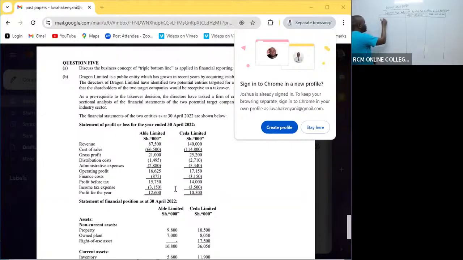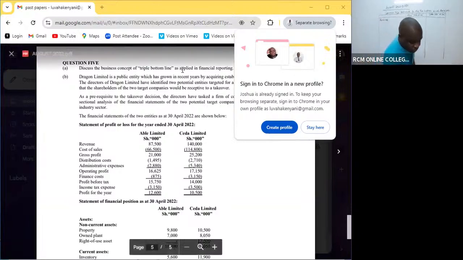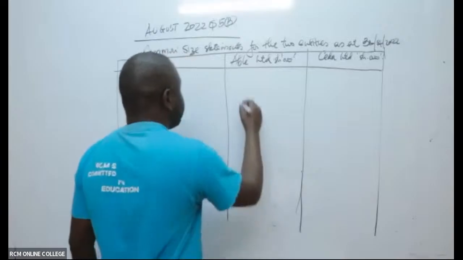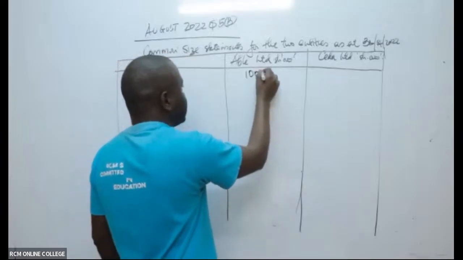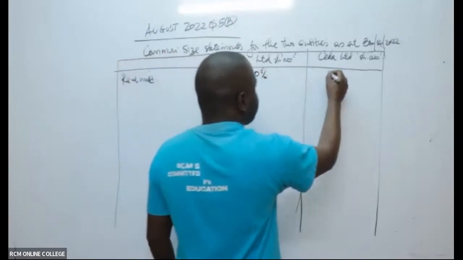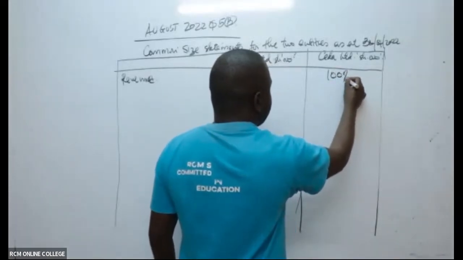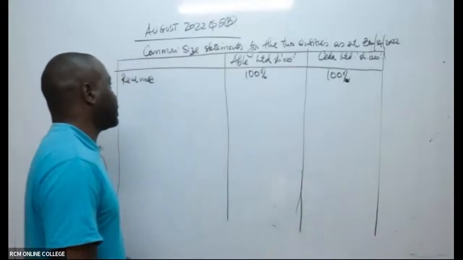So we have in this case revenue, and our revenue will be 100%. There are those who will say they are not seeing the board. So our sales in this case will represent 100% for the two companies. Remember, we are converting them into percentages.